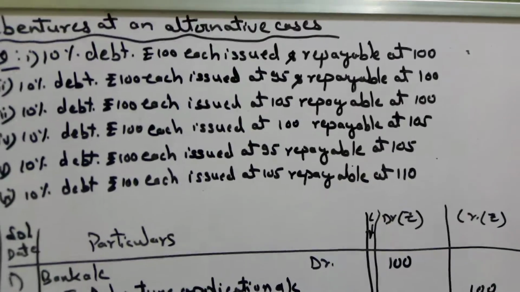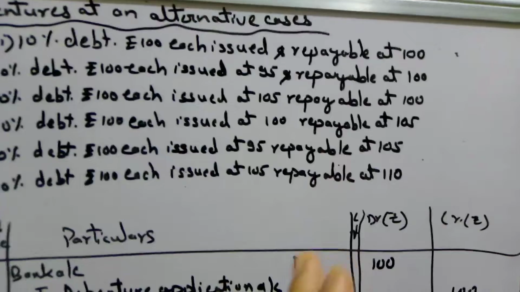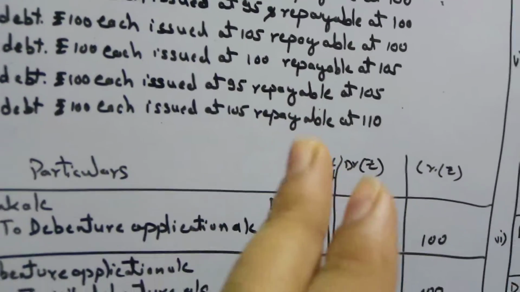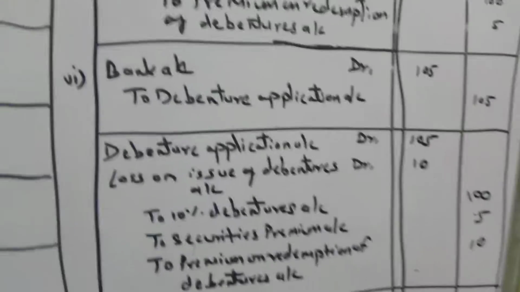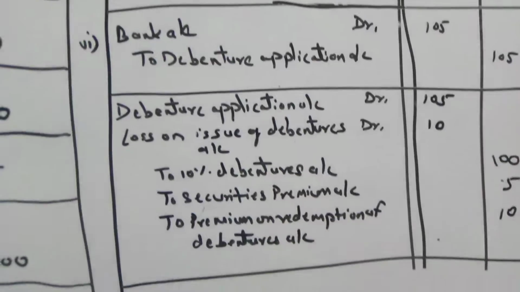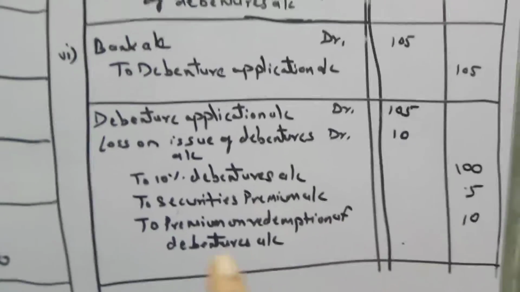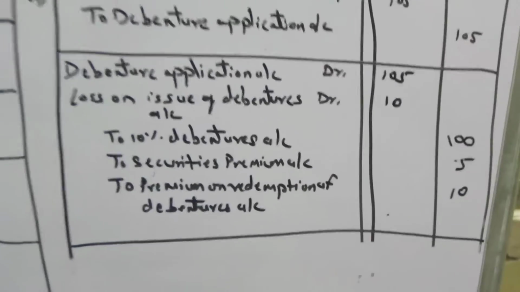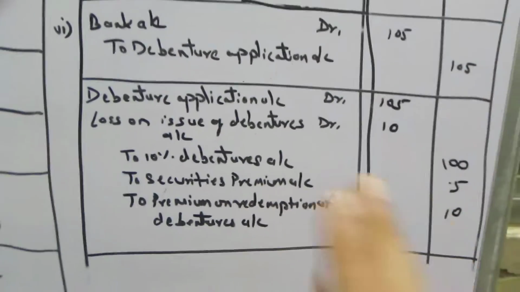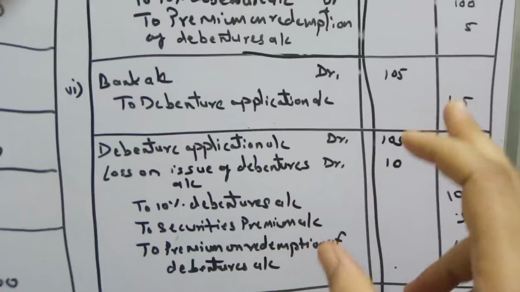Then the last case, where 10% debenture of 100 rupees each is issued at 105 and repayable at 110. That means issued at premium and redemption at premium. So in this case, again, first is your receipt entry: bank account debited to debenture application with 105. Then debenture application account debit, loss on issue of debentures account debit to 10% debentures account, to securities premium, and to premium on redemption of debentures. So the debenture application amount will be coming here.